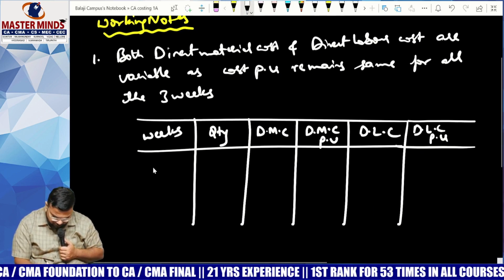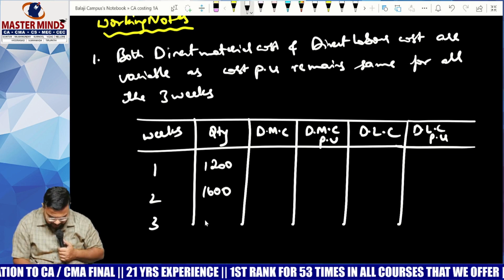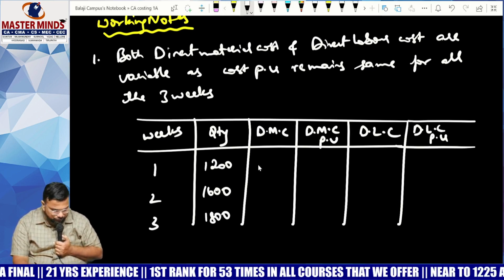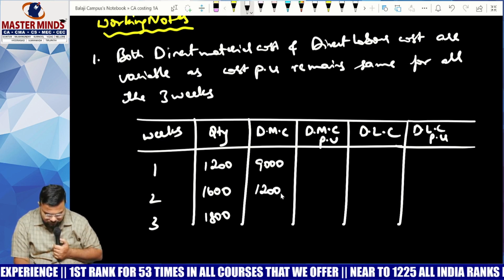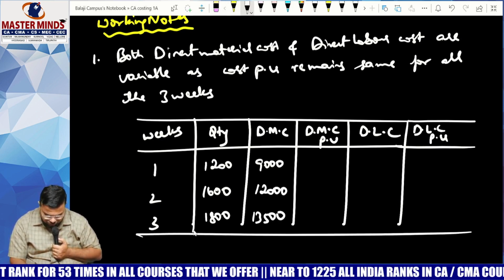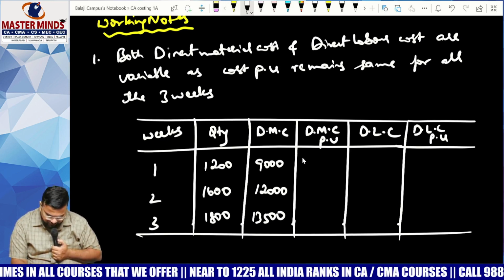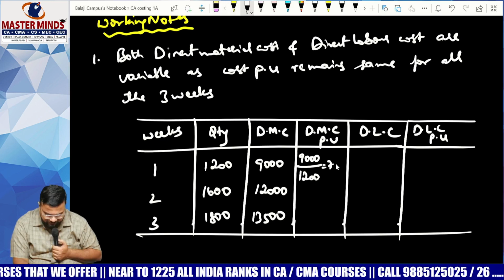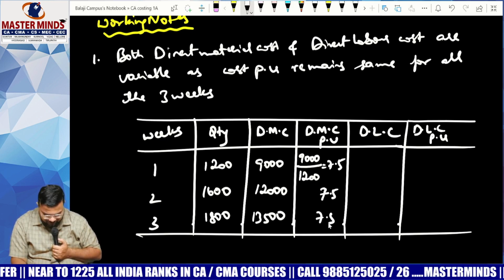Only 3 weeks, right? Quantities: 1200, 1600, 1800. Direct material cost amounts: 9,000, 12,000, 13,500. Per unit, 7.5. For week 1, I will write 9,000 divided by 1200, you will get 7.5. Same for all the remaining weeks, 7.5, 7.5.